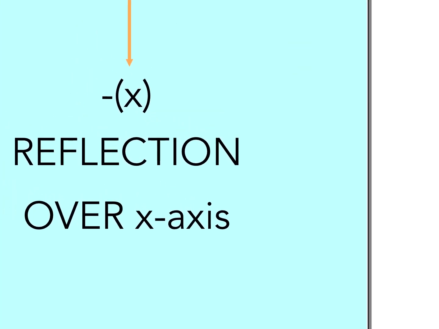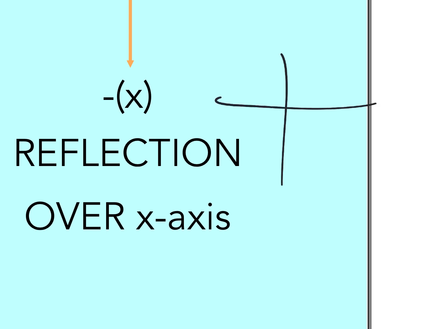Why would this be over the x-axis? If I draw what that looks like, this is the x-axis, this is the y-axis. Do you get it? Still HIVO.